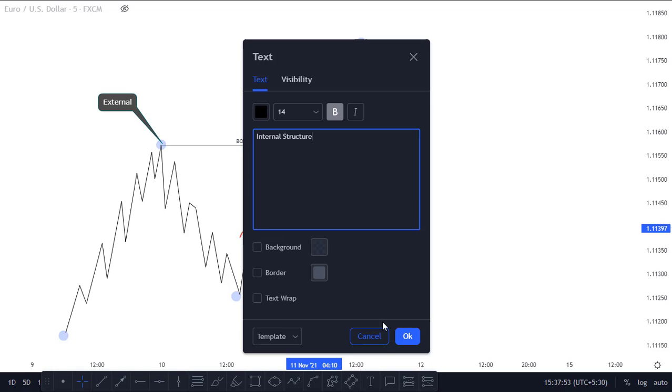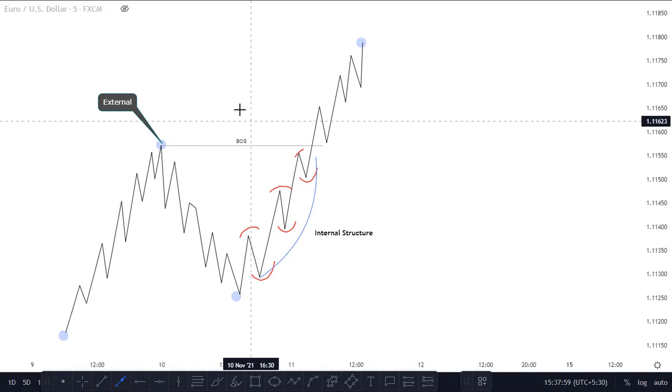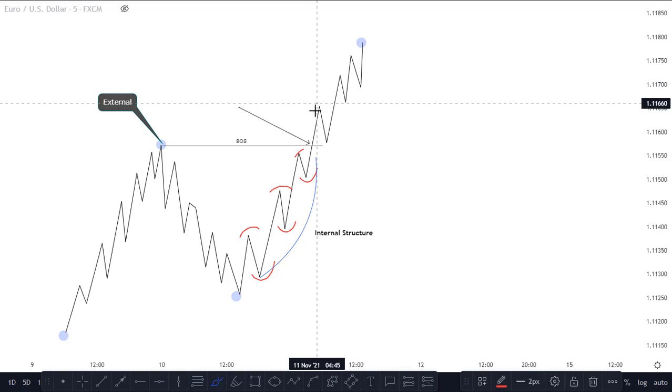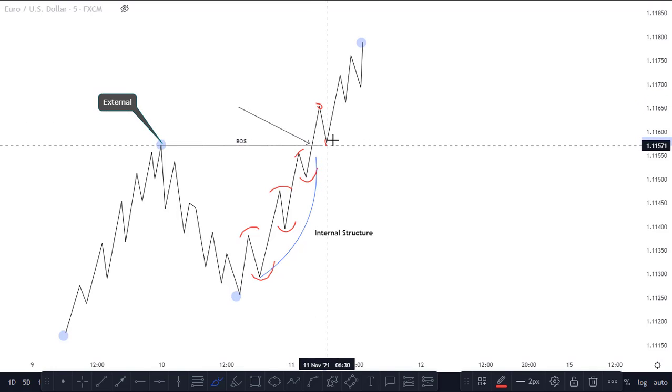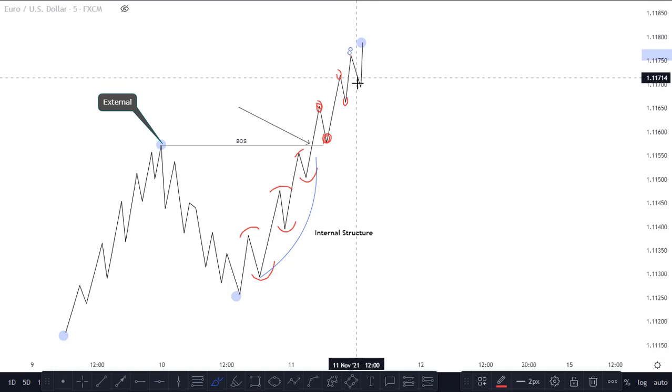This is what we call internal structure. Now, this structure we have, look at the rules I told you. As long as you break the external liquidity, the high that is formed and the low that follows, and the higher high, higher low, higher high, higher low, higher high. This is what we call a range structure.